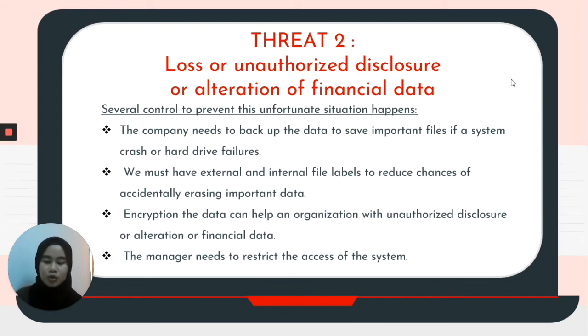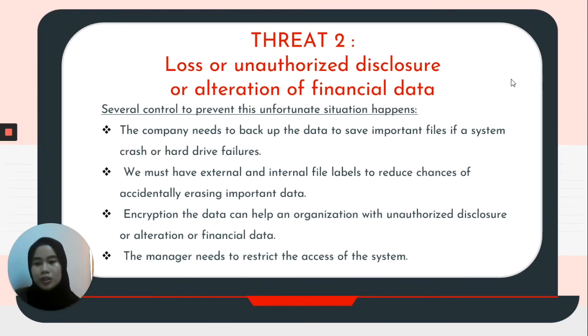Next, the control is encryption. Encrypting the data can help an organization with unauthorized disclosure or alteration of financial data. Encryption is when only certain people can access the data because only those people know the encryption of the data. So only the person who has the authorization can access the data. By doing that, the data will be protected and the risk of being hacked will be reduced.